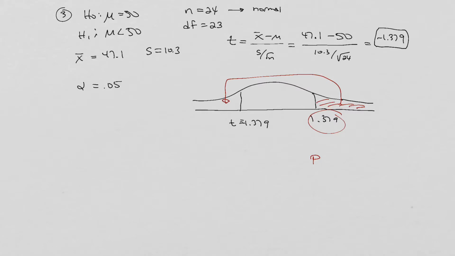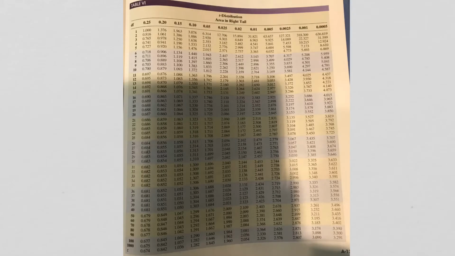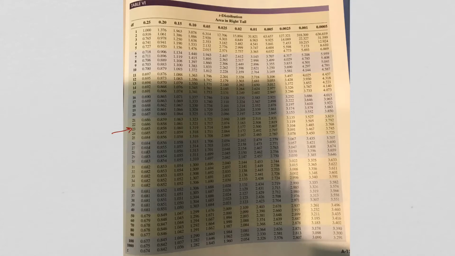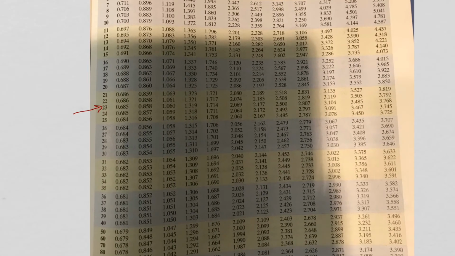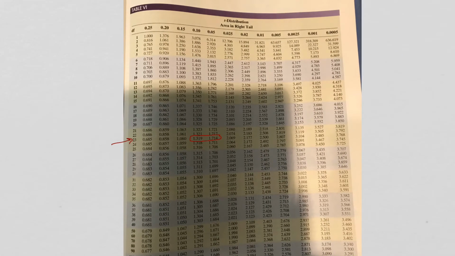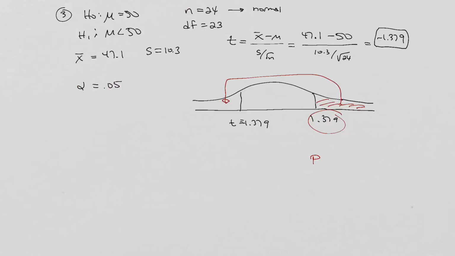So degrees of freedom is 23, which is this row right here, right? And I am looking for 1.379. So again, if I can blow this up a little bit, 1.379 looks like it falls between these two scores right here, right? Which means the p-value falls between those two scores right there. So for this particular problem, the p-value is between 0.05 and 0.10. So let's go back and write this down.